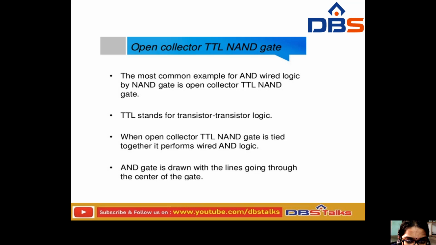The AND gate is drawn with lines going through the center of the gate. So the most common example for the wired AND logic by the NAND gate is the open collector. From this we can say that the AND gate is drawn with lines going through the center of the gate.